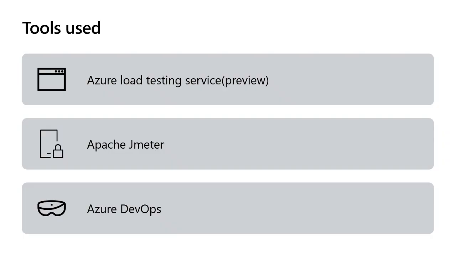Let's discuss some of the tooling. Here is a summary of the tools we will use during the demos. We have used Apache JMeter as the test authoring and report generation tool. We have used the preview Azure load testing service for high scale load and monitoring. We have also used Azure DevOps for building the DevOps pipeline and integrating the performance testing as part of the CI/CD.